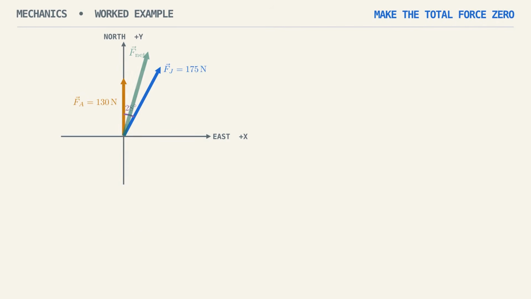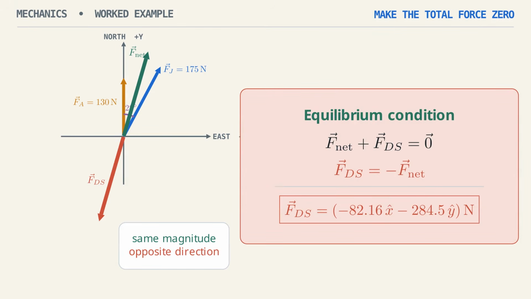For the couch not to move, the total force must be 0. David and Stephanie therefore need the equilibrant, a force with the same magnitude as the resultant, but the exact opposite direction. The cleanest way to find it is to negate every component of the net force. Thus, their combined force is negative 82.16 x hat minus 284.5 y hat newtons. Adding it to the first two pushes gives 0 in both components, which directly checks the answer.